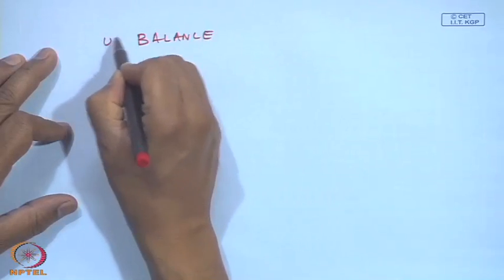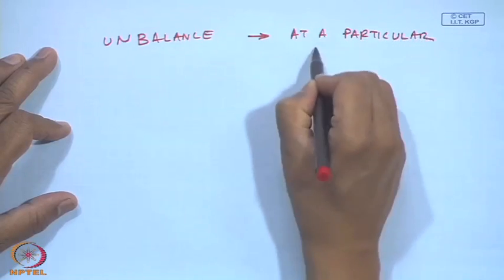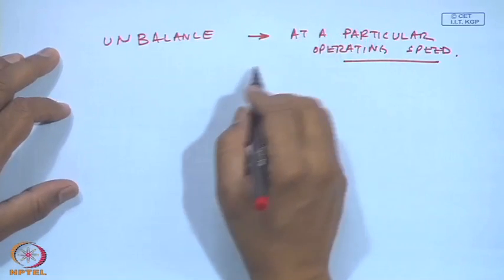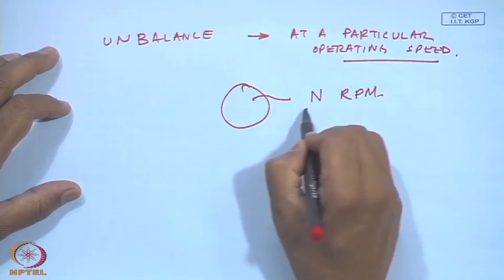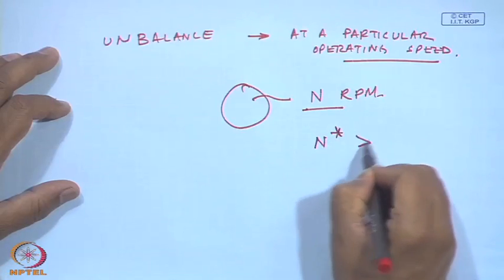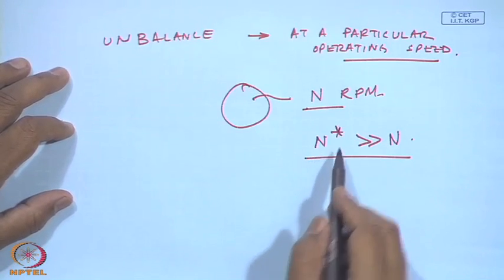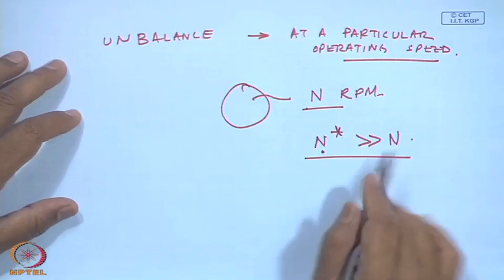Another very important thing we have to keep in mind, of course, we'll talk about this in the next class: balancing or unbalance is defined or specified at a particular operating speed. Okay. If I have balanced a component at a particular RPM n, the amount of unbalance will obviously get magnified if I operate it at n star, which is much, much higher than n, because of the omega square term. The residual unbalance which was there will get magnified if I increase the speed. So, it is always safe to balance a system at its operational speed.